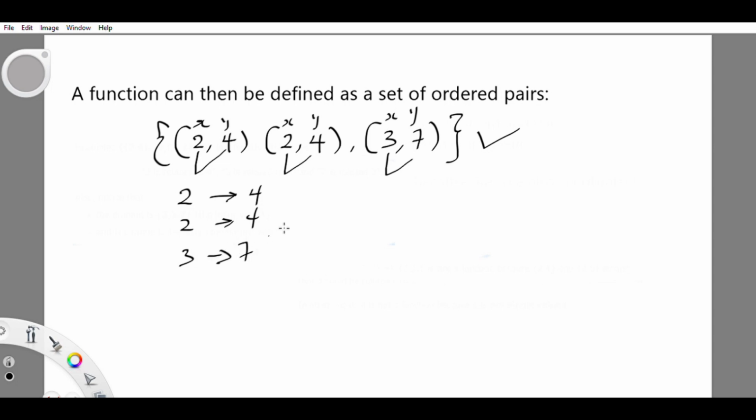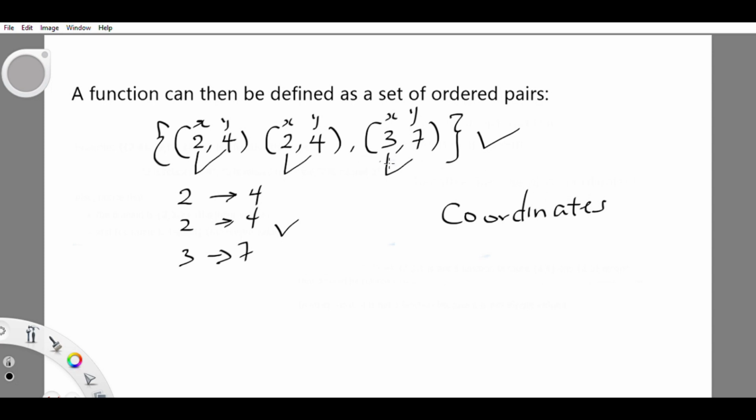This is a function. When we have one x value having more than one y value, that is not a function. But what I want us to learn from this is that a function can also be written as sets of ordered pairs, which are called coordinates.